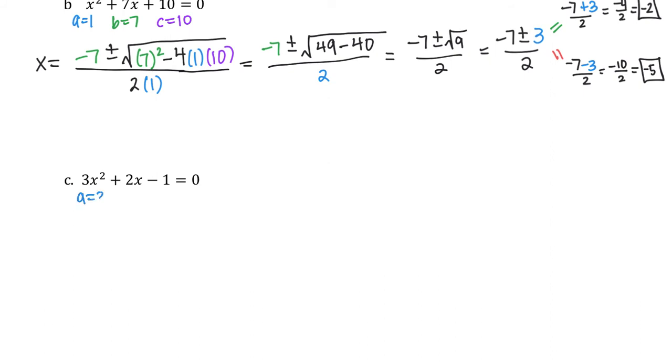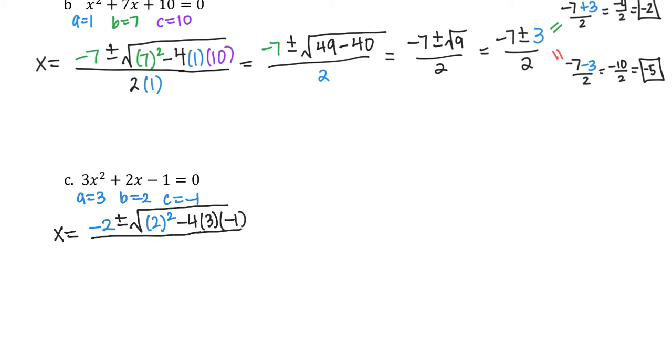A is 3, B is positive 2, and C is negative 1. I'll go ahead and plug it into the quadratic formula because that's what we are working on today. Okay, in the numerator, x equals negative b, so negative 2 plus or minus the square root of b squared minus 4ac all over 2a. Okay, let me multiply out some of these numbers.